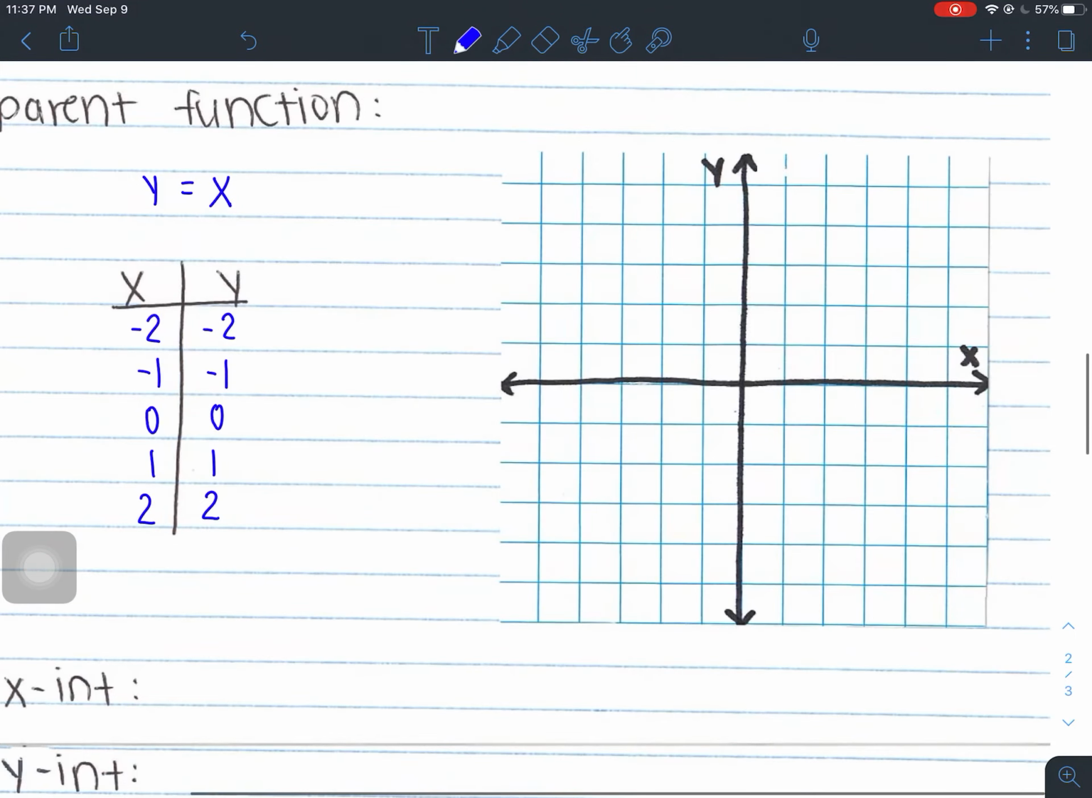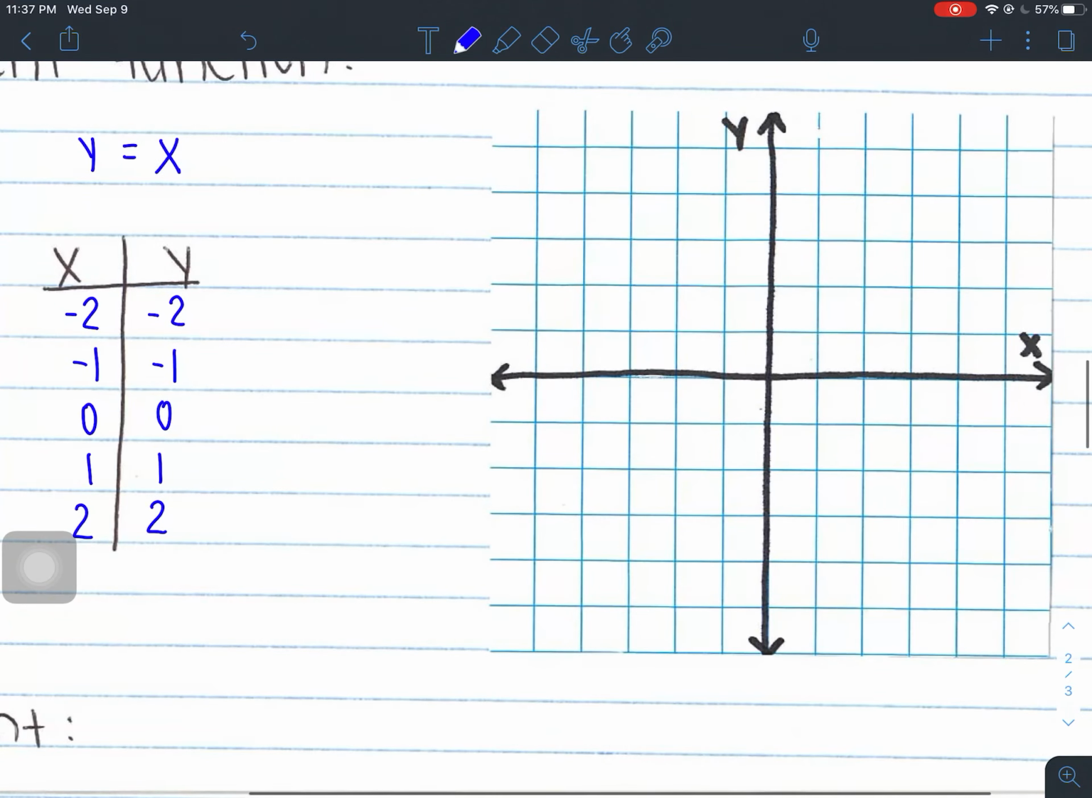Okay. So now what we're going to do is we're going to plot these 5 points that we have. So I'm going to plot -2, -2 first. So you always go the x direction first, right? So it's x comma y, and you always go in the x direction first and then the y direction. Now remember, x direction is left and right, y direction is up and down. So I'm going to start with my first point, -2, -2. So I'm going to go left 2 and then down 2, and I'm going to plot a point.